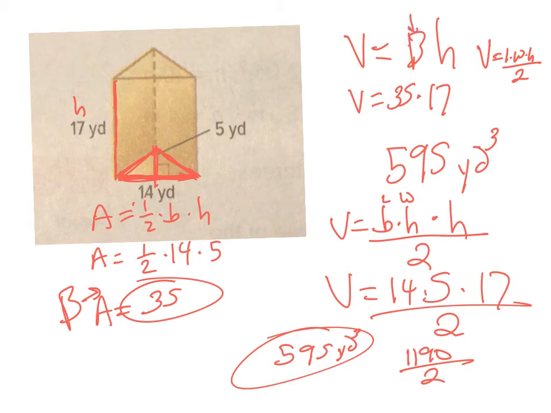You just have to remember this big B is the area of the base. And if it's a triangular prism, the base would be the area of the triangle. If it's a rectangular prism, it's the area of the rectangle. Okay, let's do one more.